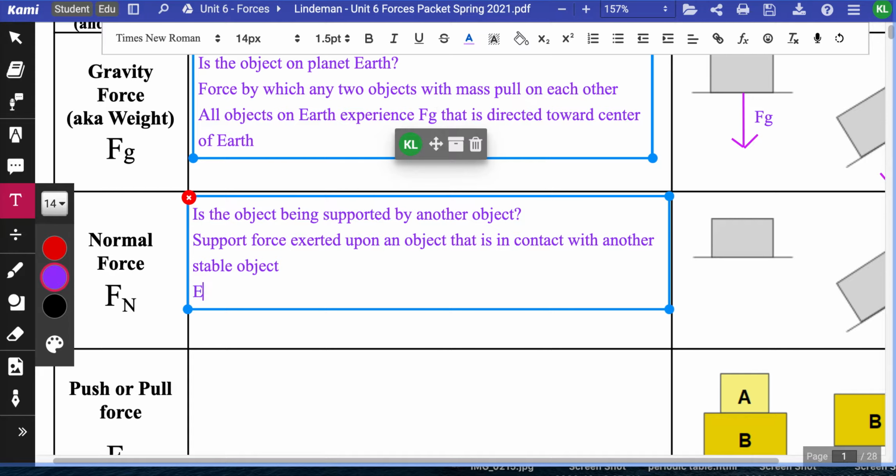So an example of this would be the book, sorry, street cleaners going by.